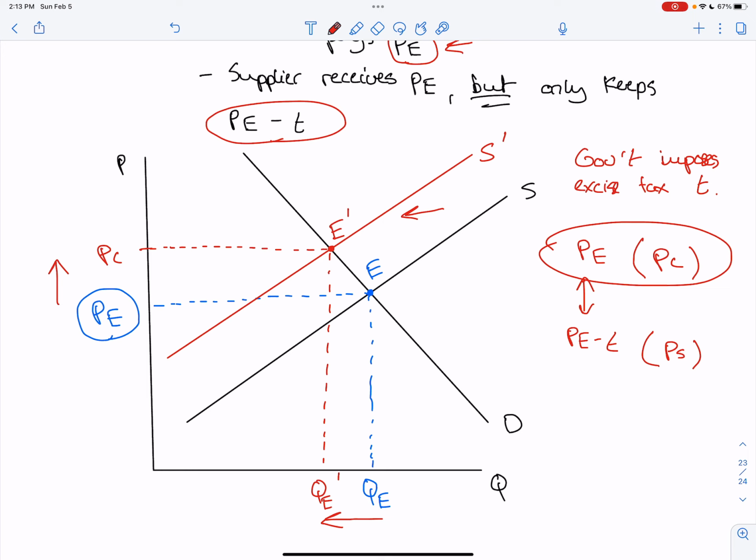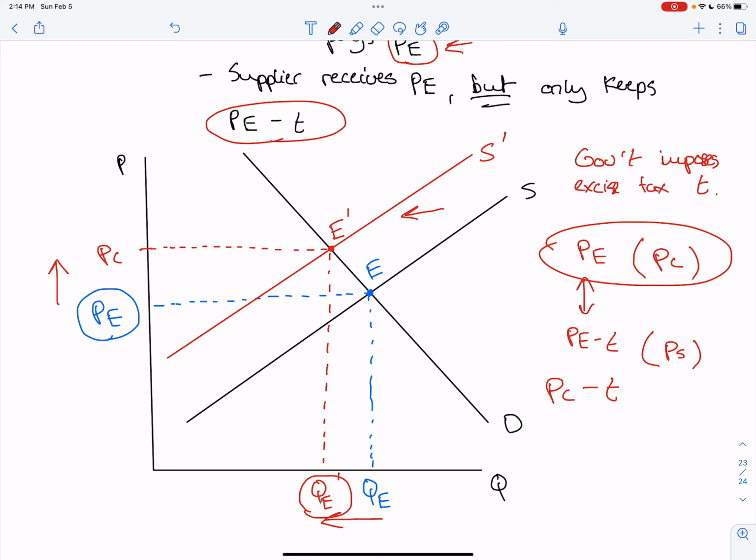Now, let's say that the supplier had to accept the following amount of money: PC, which is what the consumer pays, minus T. Now, how much would they be willing to supply at this price? Well, we already know how much the supplier is supplying. It's the equilibrium quantity. That is the amount that is in fact being supplied. This is the new quantity exchanged, okay?